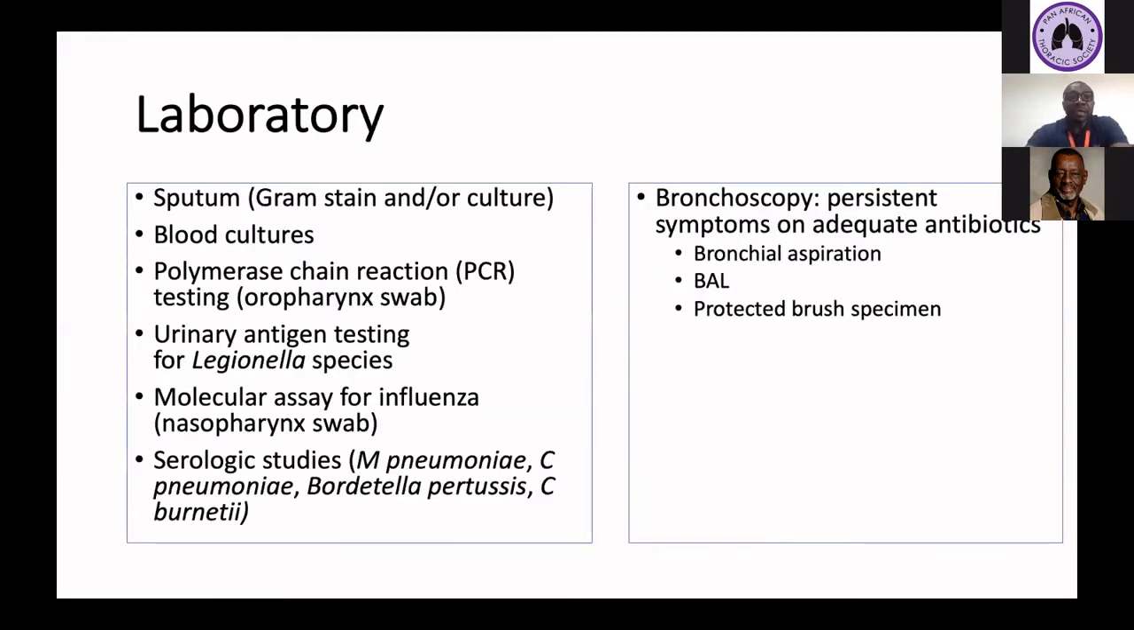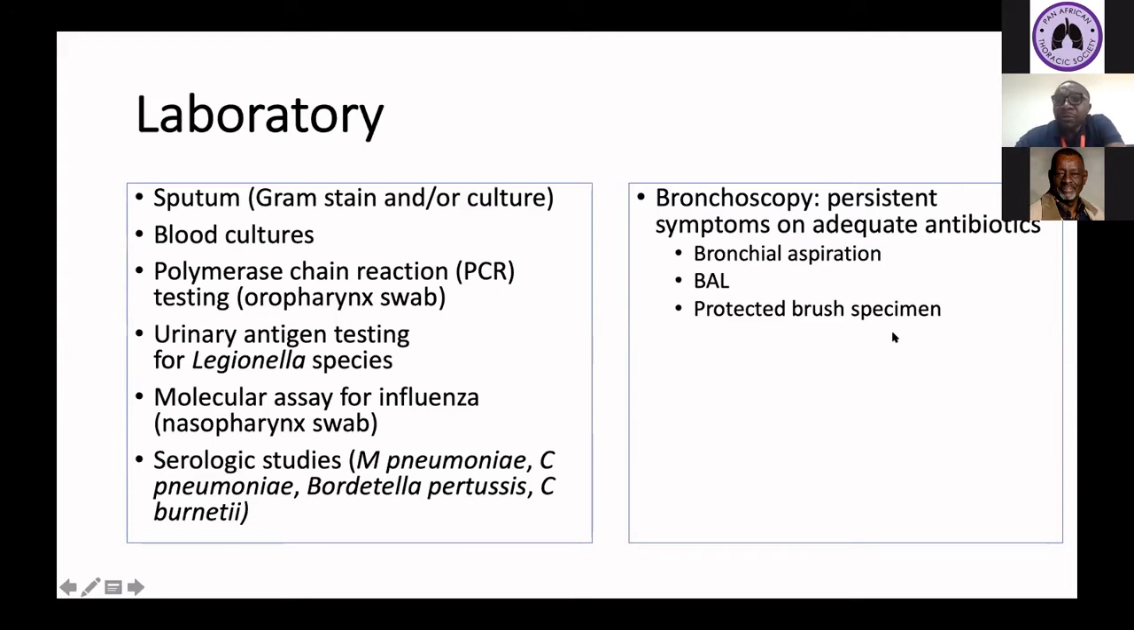What are the lab tests that we can perform for the diagnosis of community-acquired pneumonia? We can have the Gram stain of the sputum. We can also have blood cultures. We have polymerase chain reaction, where we can use an oropharyngeal swab. We also have urinary antigen testing for pathogens like Legionella pneumophila or Streptococcus pneumoniae. Molecular assay for influenza with the nasopharyngeal swab. We can also have serologic studies for intracellular pathogens like Mycoplasma or Chlamydia.